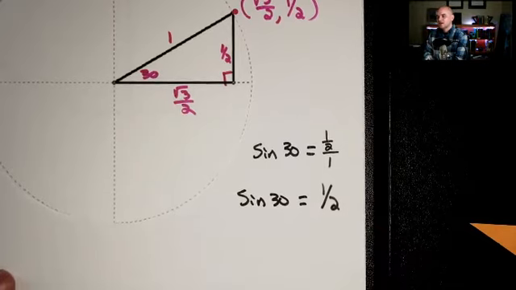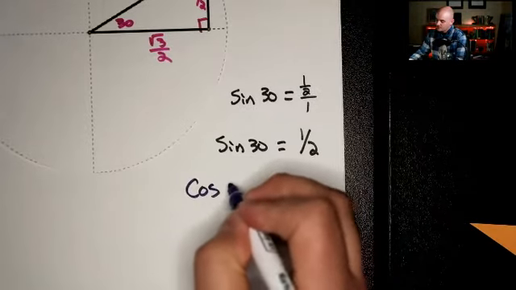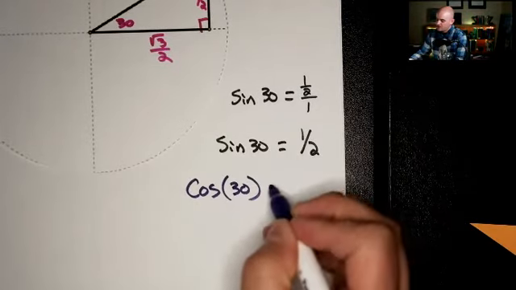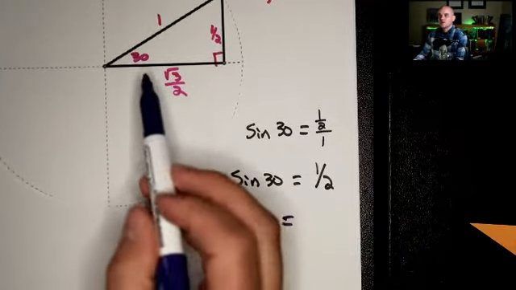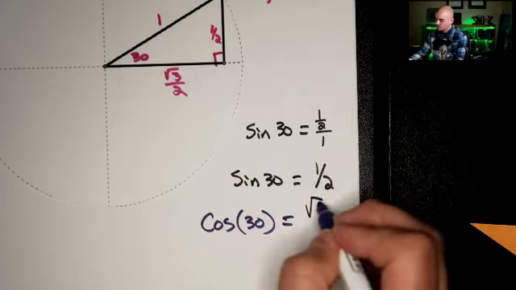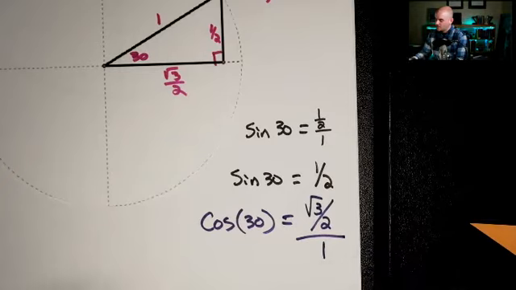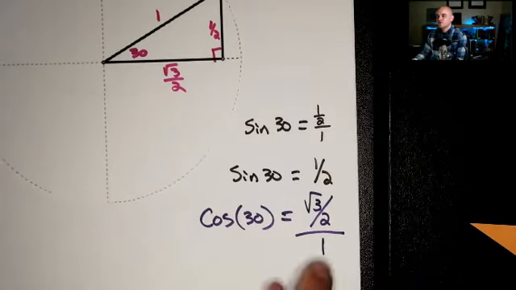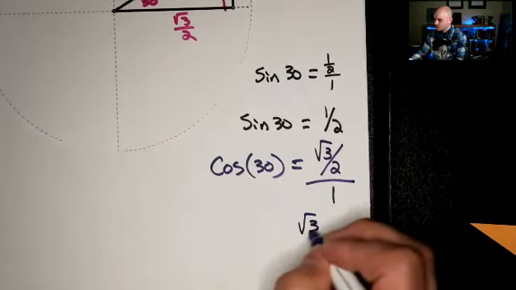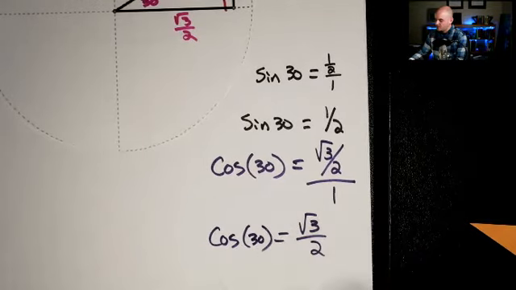All right, let's look at another one. Let's try doing the cosine of 30 degrees. So pause the video, give that a try. So I take it you paused it. The cosine of 30 equals adjacent over hypotenuse. In reference to the 30-degree angle, the adjacent side is root 3 over 2, and I'm going to divide it by the hypotenuse, which here is 1. So root 3 over 2 divided by 1 is root 3 over 2. That equals the cosine of 30.